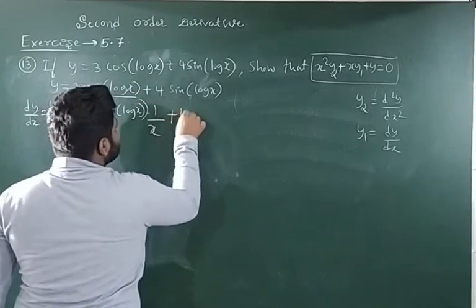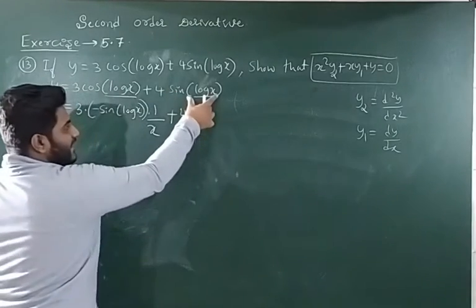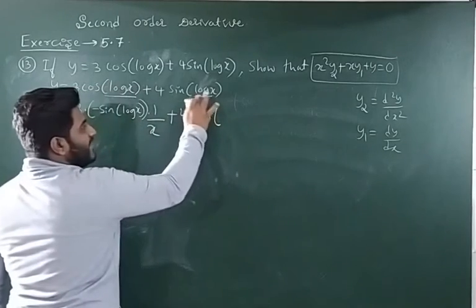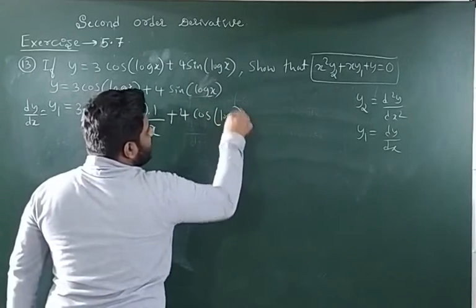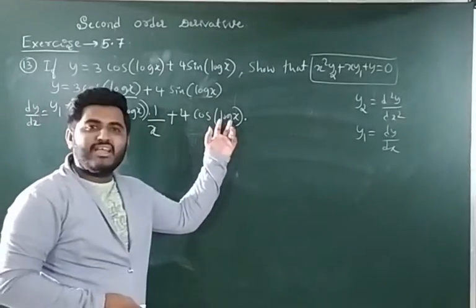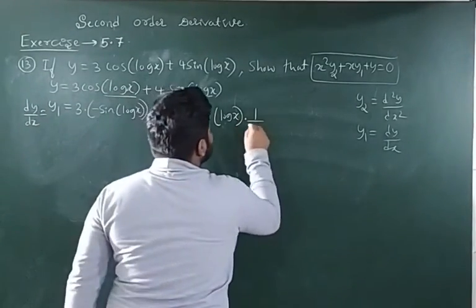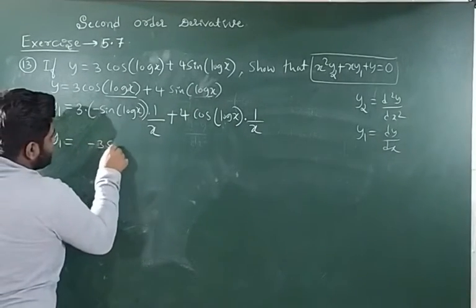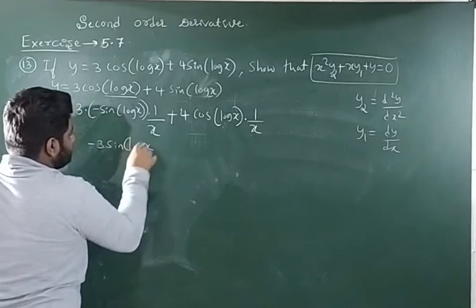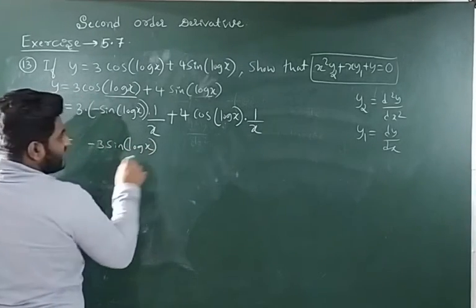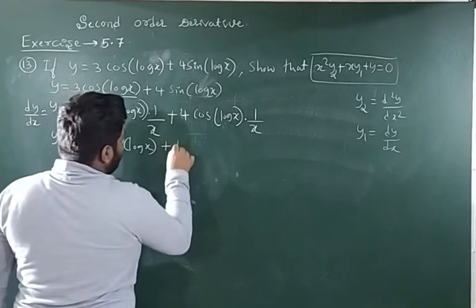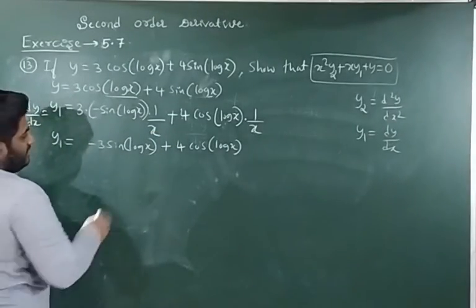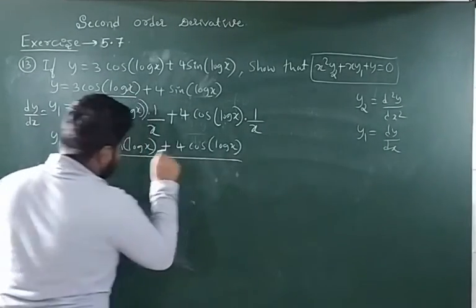Similarly, plus 4 as it is, differentiation of sin x, treating log x as x, is cos x, but in place of x we are having log x. Again we have to take the differentiation of log x, which is 1 by x. Just go on simplifying. y1 is equal to minus 3 sin log x, whole divided by x, or you can take a common 4 cos of log x. The LCM is the same, so you can take the whole thing divided by x.